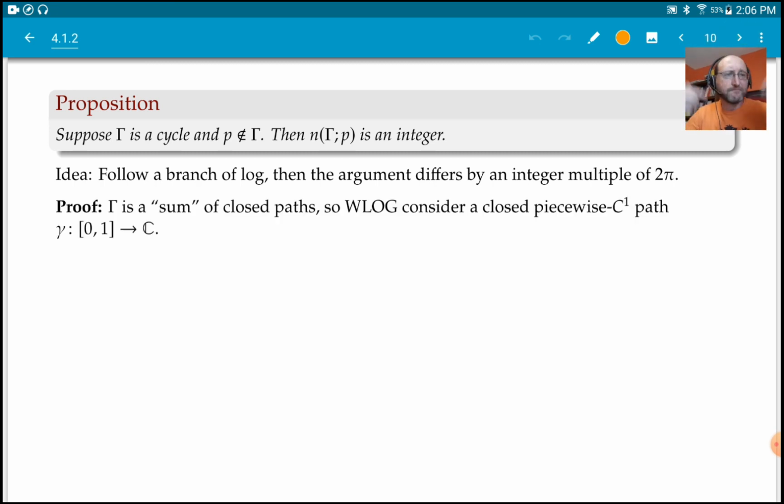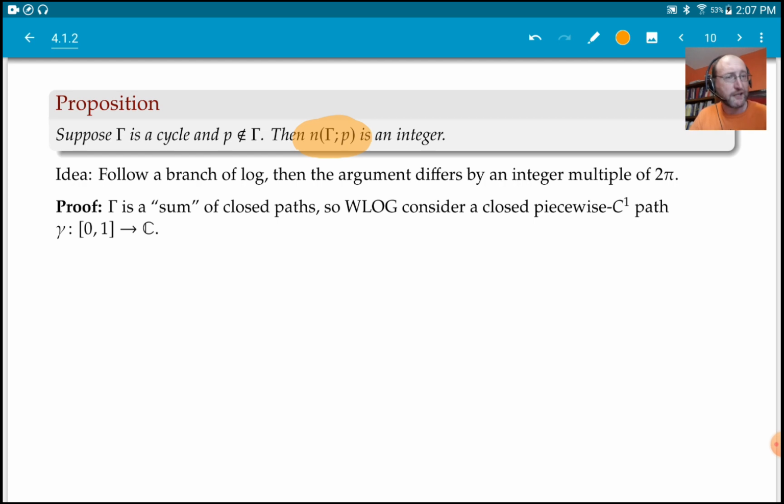Right, and that's why we're dividing out by 2 pi i, so it's going to be an integer. First, gamma is a cycle, so it's equivalent to a sum of a bunch of closed paths. We could really just imagine that gamma is a single piecewise C1 closed path. If we prove it for that, then n of little gamma, one of the closed paths it's a sum of, is an integer, and n of the big gamma of the whole cycle is just a sum of these integers. So if we prove it for a single path, we're good.